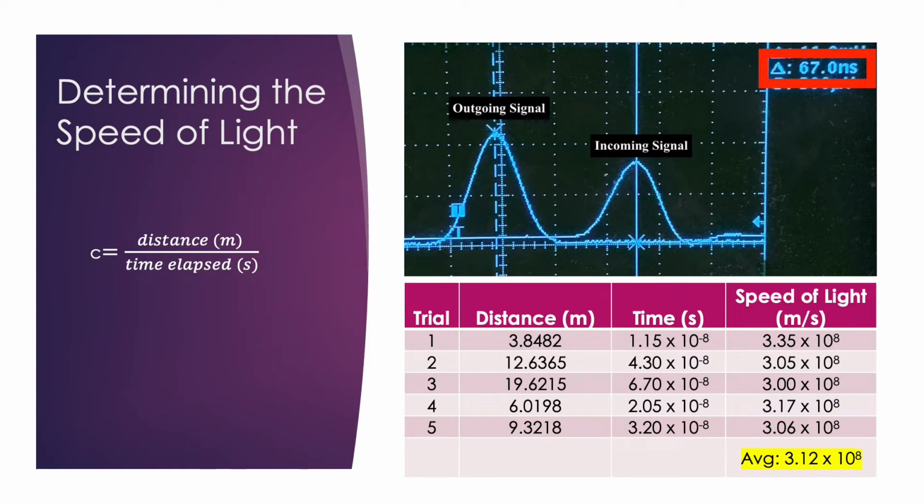Below, you'll see a table with all 5 trials with experimental data being distance and time measurements. And then the third column will be speed of light calculated values using the equation to the left. All 5 values were averaged and was our reported value for the speed of light.